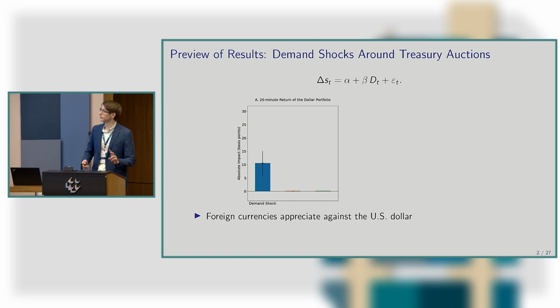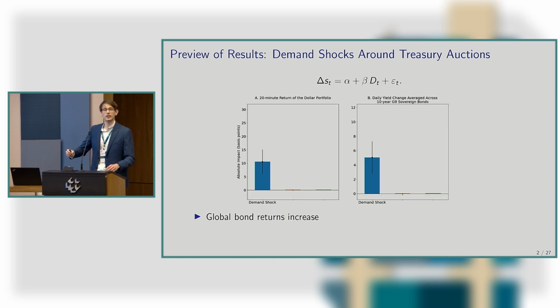Result number 1. Result number 2, we put bond prices on the right-hand side. What do we see? A similar response. If there's an increase in demand for treasuries, bond returns go up, meaning bond yields go down. So both markets seem to be moving in the right direction.